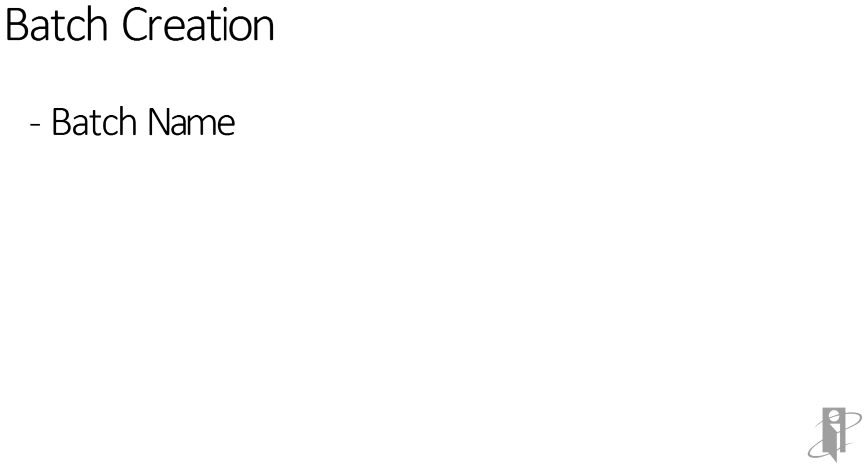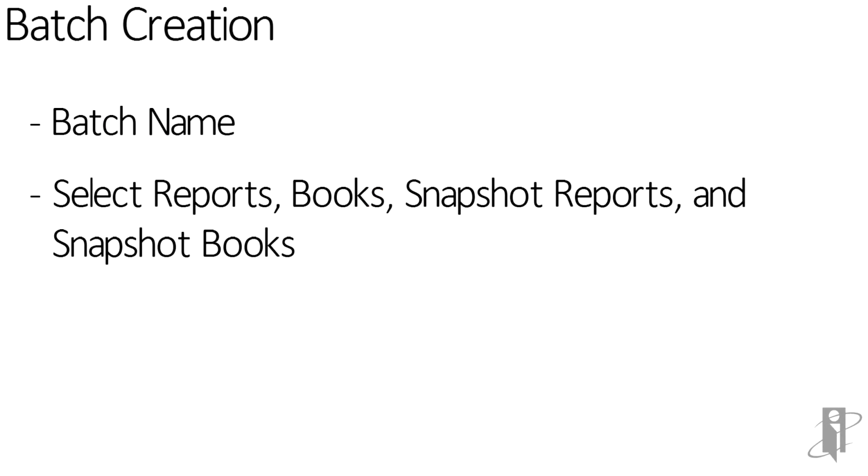During batch creation, you will determine the name of the batch, the reports, books, snapshot reports, and snapshot books to be included, and answer the prompts for the current batch you are running. Once the batch has been saved, it can be modified, removed, or rescheduled. It can also be duplicated to use some or all of the same properties as the original batch.